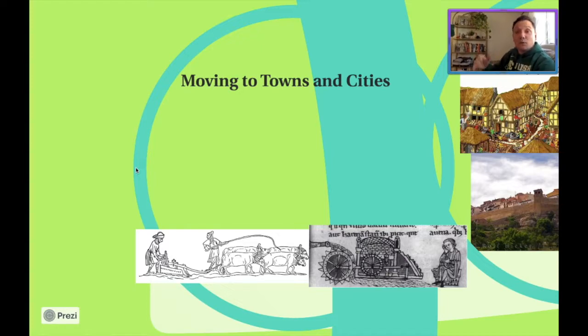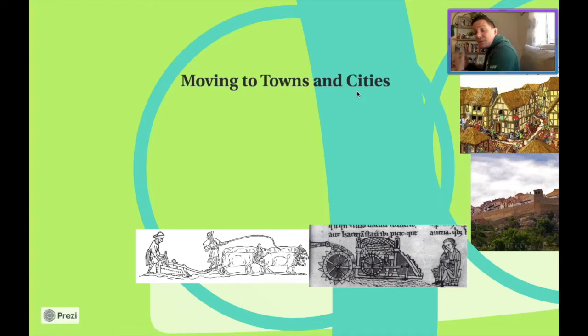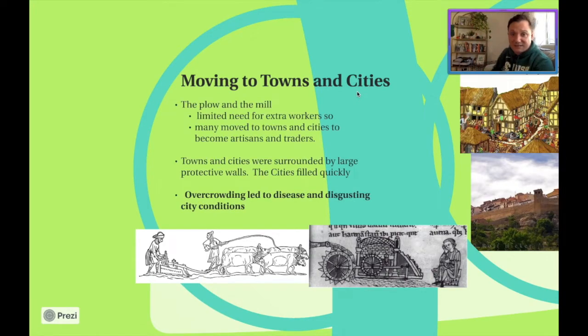U-R-B-A-N-I-Z-A-T-I-O-N. Basically what it is the movement to towns and cities, right? That's what urbanization is. It's people coming from rural areas outside of the towns and cities and moving into the towns and cities. But of course, when we're looking at this from a historical perspective, we have to understand why. Why are they moving to towns and cities, right?